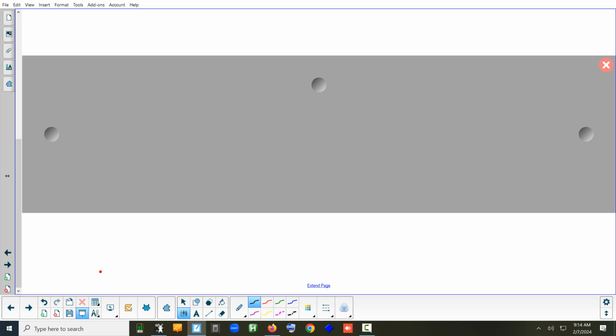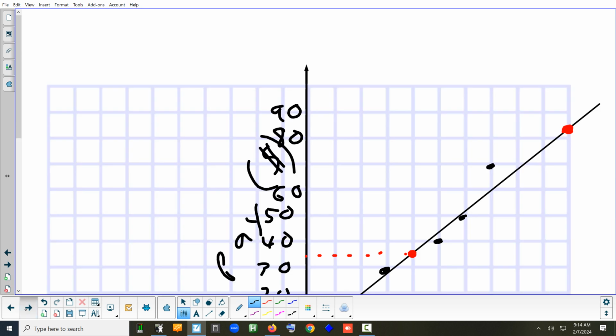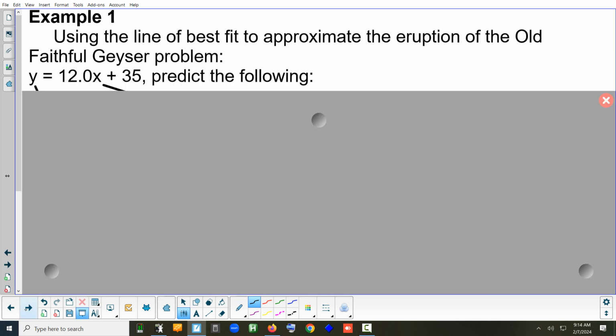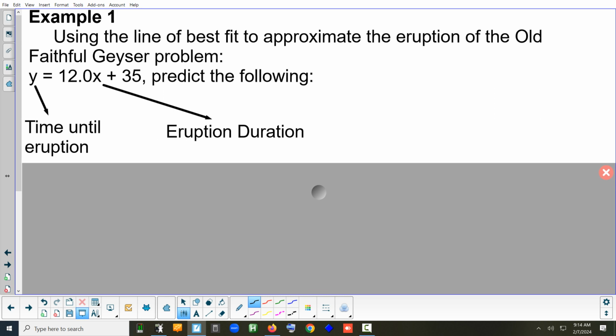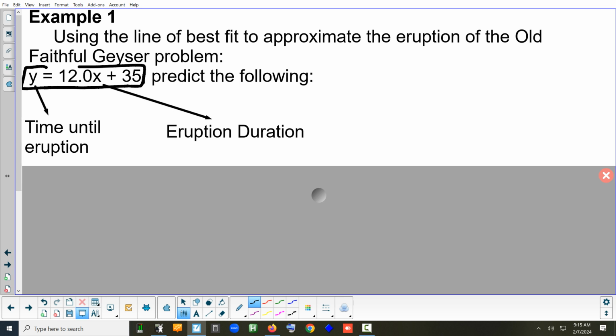All right, so let's take a look. There's a problem. I don't know if we did the problem or not, but it was in the book, and it said we're going to use a line of best fit. So we're going to assume that the calculator somehow figured this out for us. Somebody put in all the data to basically predict when the next eruption is going to be for this geyser.